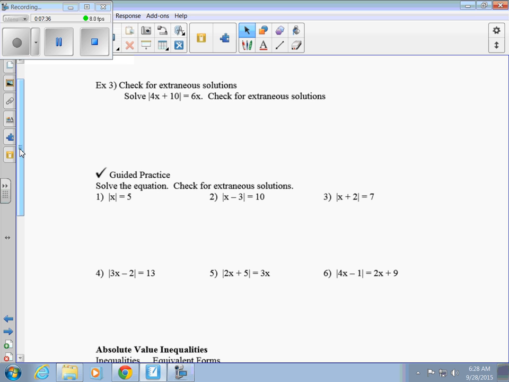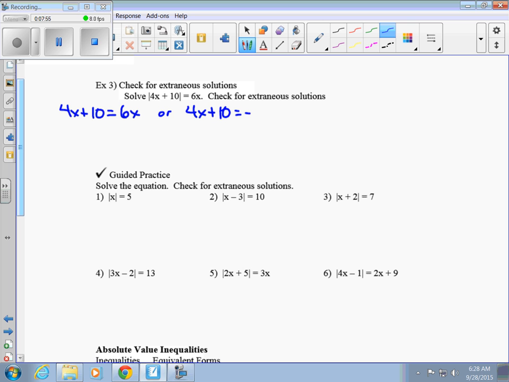So in example 3, we're going to check for some extraneous solutions. Once again, we know that this is an absolute value equation, so we're going to set it up and say that 4x plus 10 equals 6x, or 4x plus 10 equals -6x. And again, we're just going to solve it. So I'm going to bring this over. We're going to get 10 equals 2x, x equals 5. And for this one, we're going to get 10 equals -10x, so x equals -1.